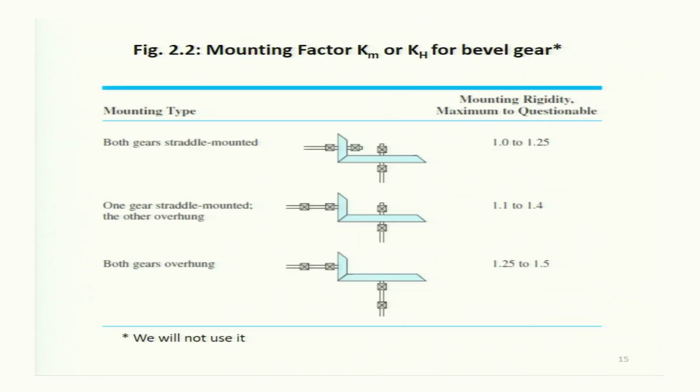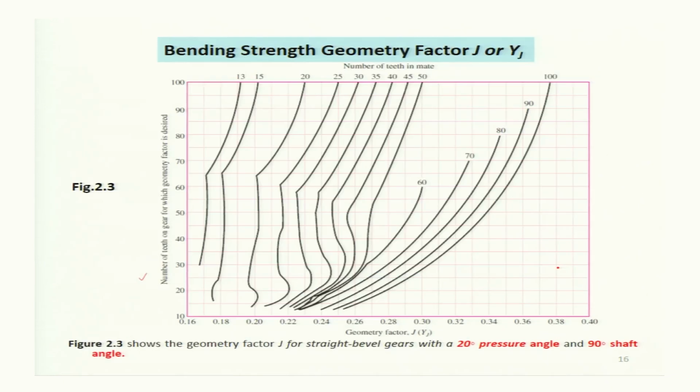Now, the mounting factor Km can also be determined from this table. Both gears straddle mounted, then 1 to 1.25. If this is, then this one. If both are like an overhung or cantilever beam type of arrangement, then 1.25 to 1.5.